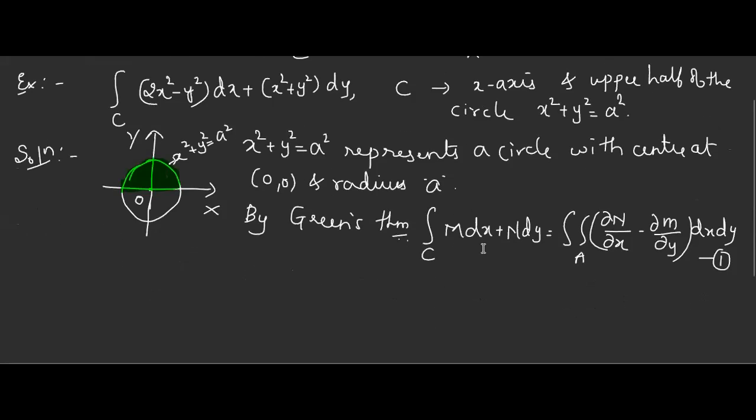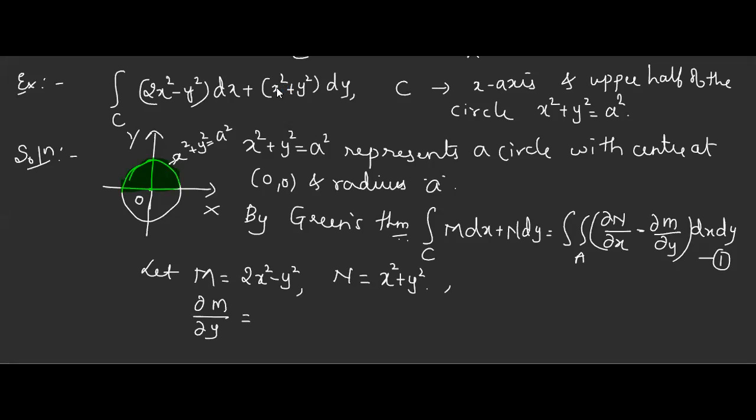Now compare this LHS part with this given part. Can you tell me what is m? M is what is attached to dx: 2x square minus y square is my m. What is my n? What is attached with dy: x square plus y square. Now, if you want to substitute in equation 1, you have here the derivatives, so let us find them also. For m, it should be differentiated with respect to y. So what is the partial differentiation of m with respect to y?